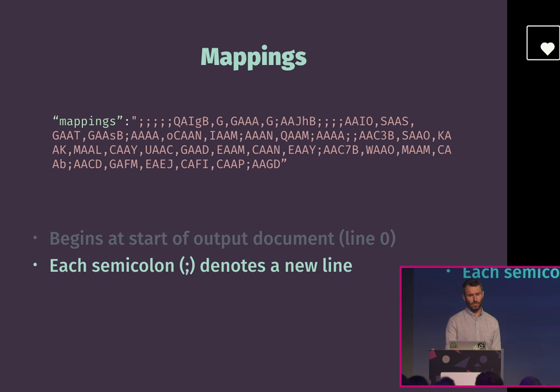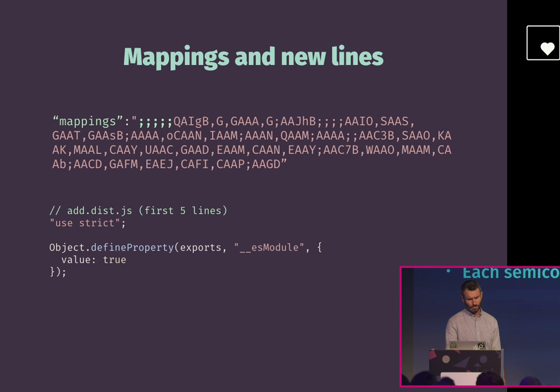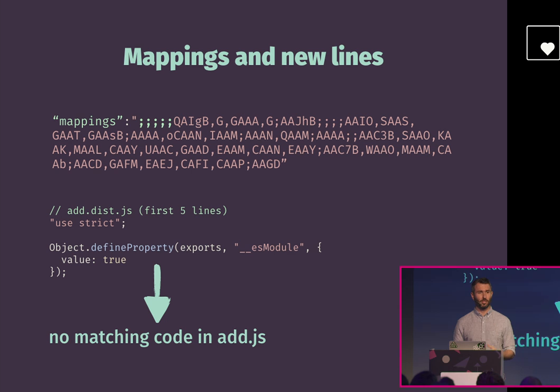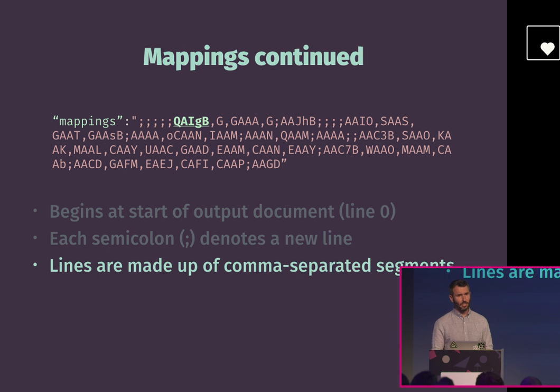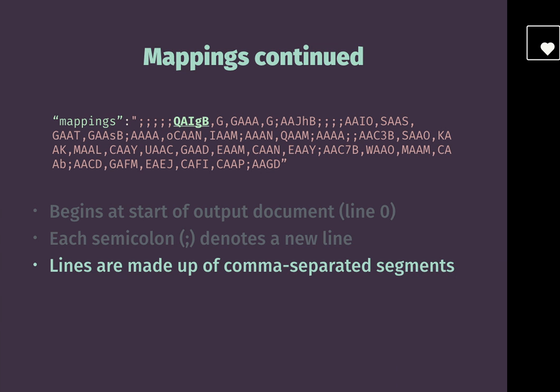Each semicolon denotes a new line. So we start at line zero. And you'll notice that this source map actually begins with five semicolons. That might seem kind of weird. The reason is that Babel outputs some sort of preamble to the output file for which there's no matching code in our input file. The source map recognizes that. It's like, hey, just skip over this because there's nothing for us to even point to here. If we continue past those first opening lines, we get to what's called a segment. Segments are comma separated, and these are the things that actually make the translation from your output source to your input source.